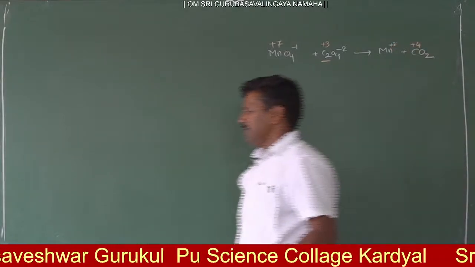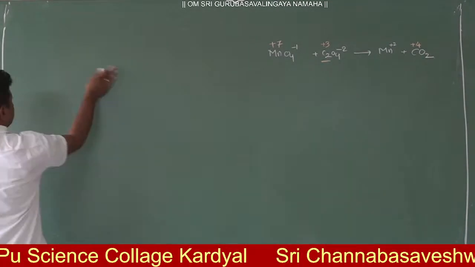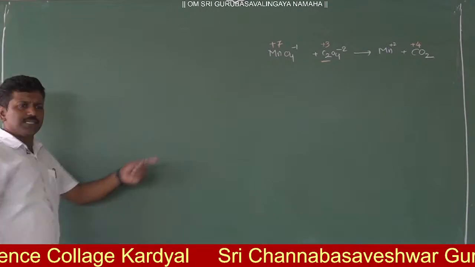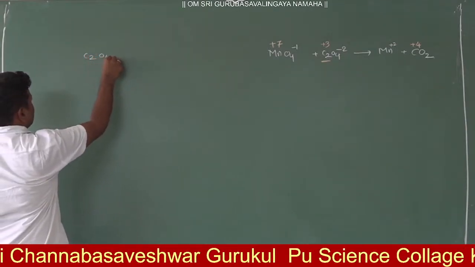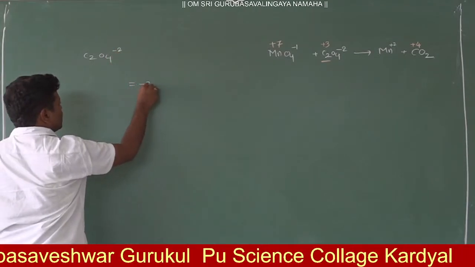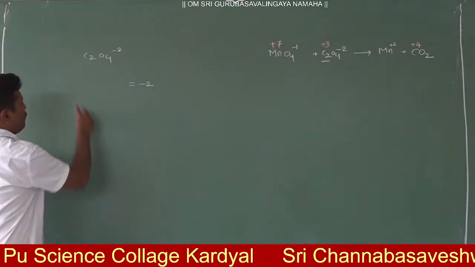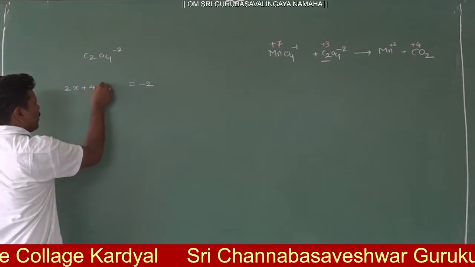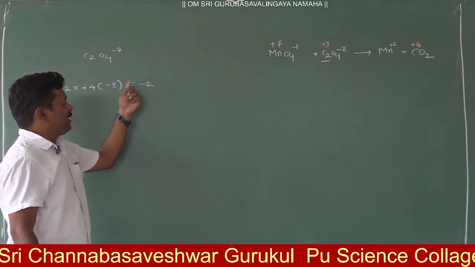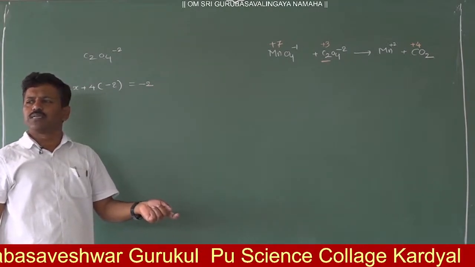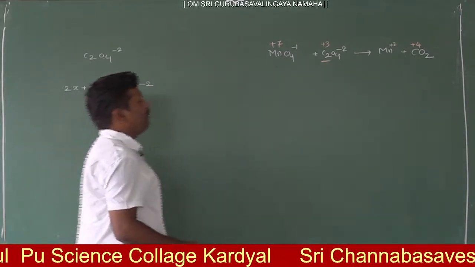Carbon will be plus 4 in CO2. Sir, how can we say plus 3 and plus 4? I'll explain the same oxidation states here once more. MnO4 minus, just now we did plus 7, clear? So C2O4 minus 2 is called the oxalate anion. Total oxidation state is minus 2. How many carbons are there? 2 carbons. Make it 2x plus 4 into oxygen's minus 2. 2x minus 8 is equal to minus 2. 2x is equal to 6. X value plus 3 is the answer. So carbon is plus 3.